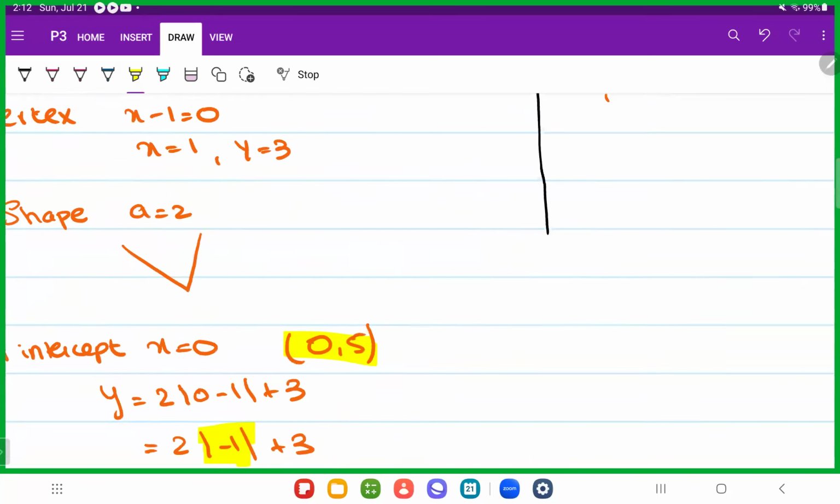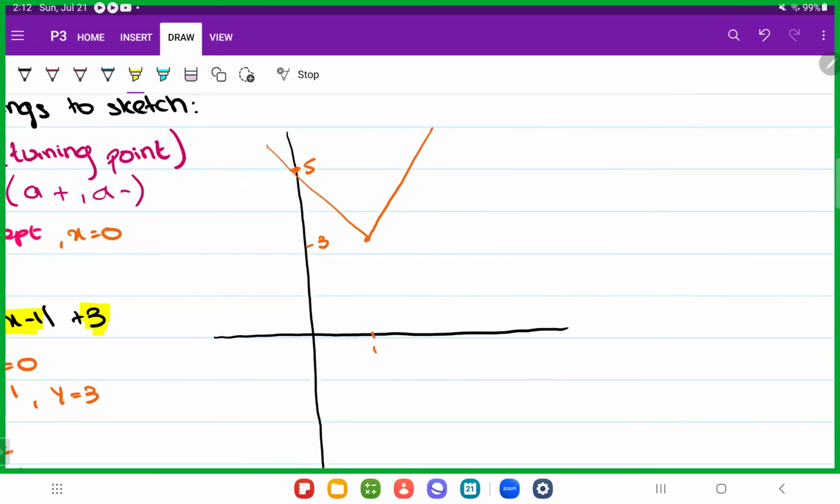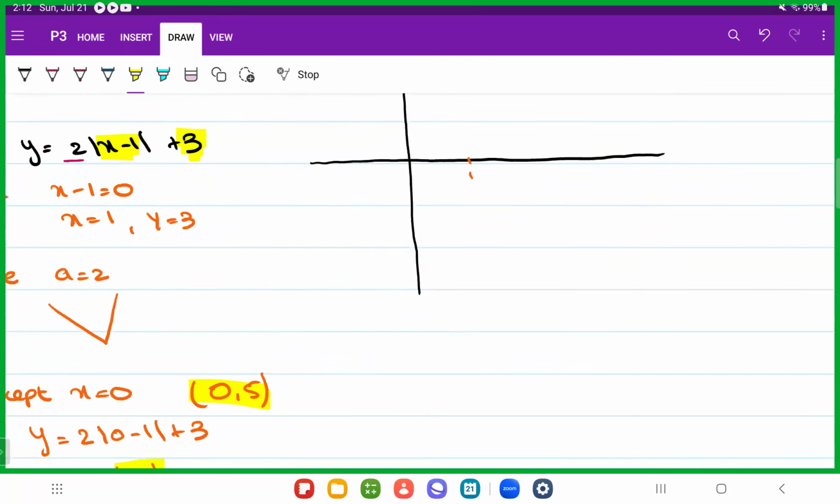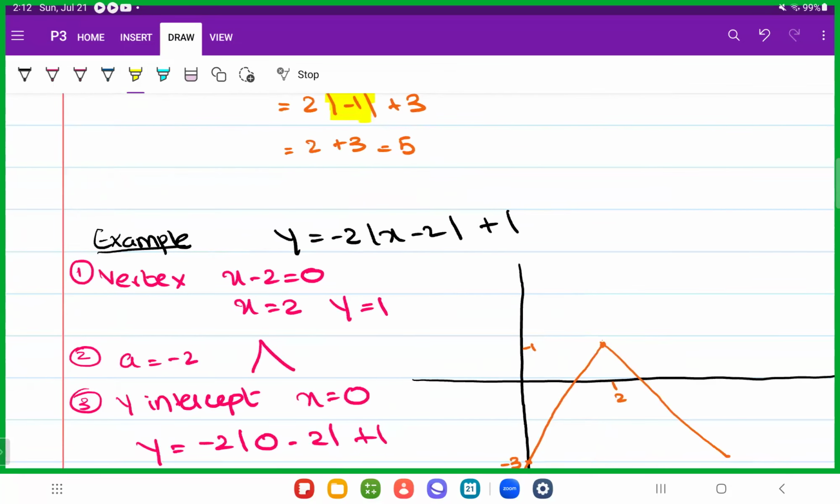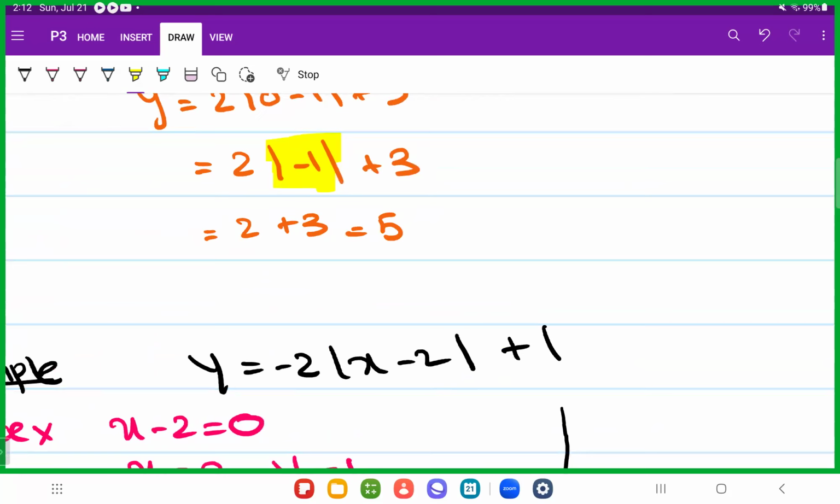Then you just plot it on the graph. Clear? All right. Let's take another example. I want you to try and sketch this curve on your own.